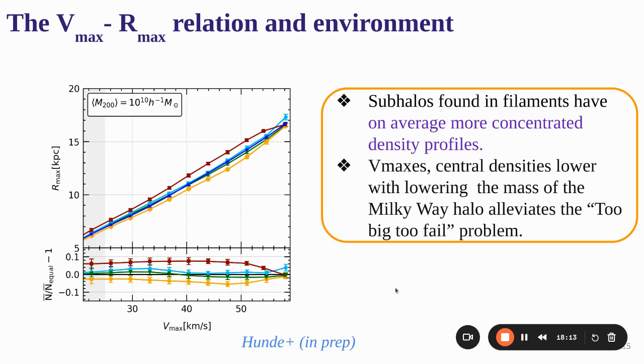And also in the low mass range, the environmental impact on the Vmax-Rmax relation increases with decreasing host halo mass. That means their concentration is more affected by their environments when the host halo mass decreases. It also shows that the concentration is affected by the host halo mass. So the other thing we can see from this Vmax-Rmax relation, or the concentration of subhalos, is that if we lower the mass of the Milky Way halo, it can lower the central densities of subhalos. This way we can alleviate the too-big-to-fail problem.